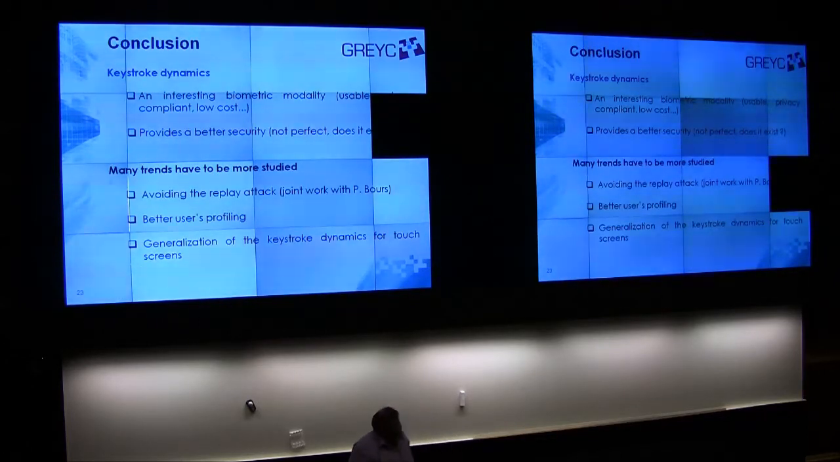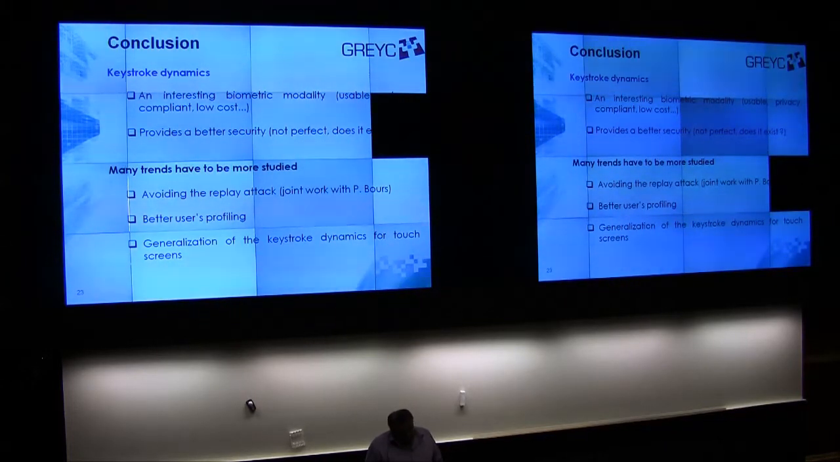So just two slides of conclusion. We think Keystroke dynamics is an interesting biometric modality. It's usable definitely because everybody is used to typing a password. It's privacy compliant. It's low cost. We provide better security, not perfect, but as it exists.